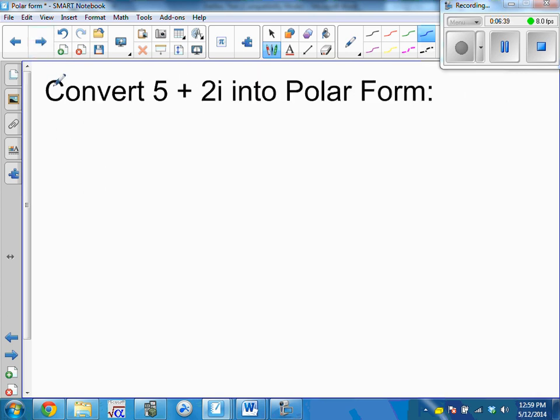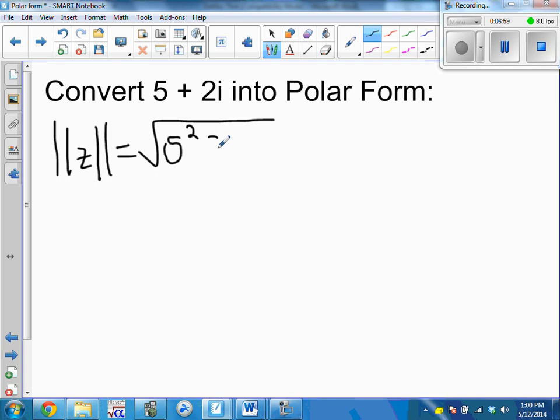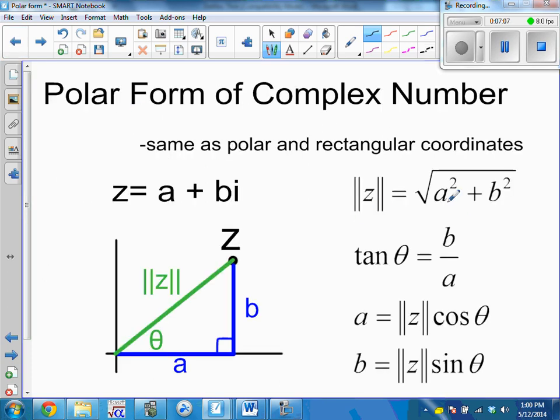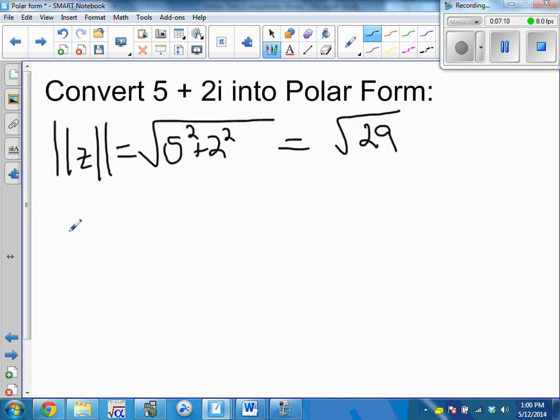So let's convert 5 plus 2i into polar form. Now, if we use our formulas, I keep using z back from our polar. We're going to use the length of z. It's the same thing as r. This is just the square root of 5 squared plus 2 squared, which is the square root of 29. That's that formula. And to find my angle, I just do inverse tangent of 2 over 5.